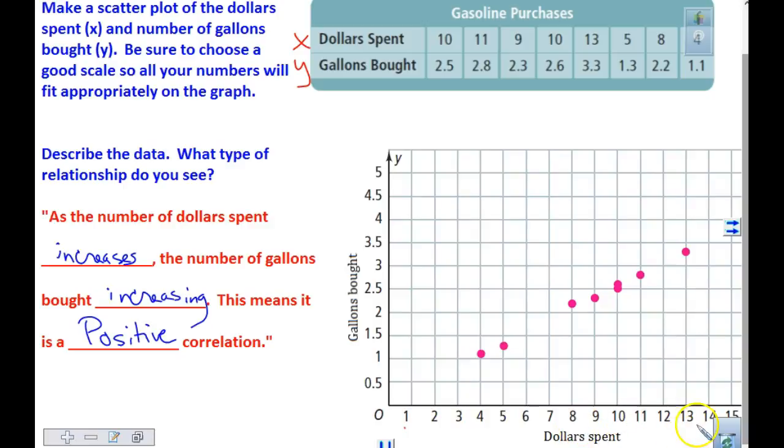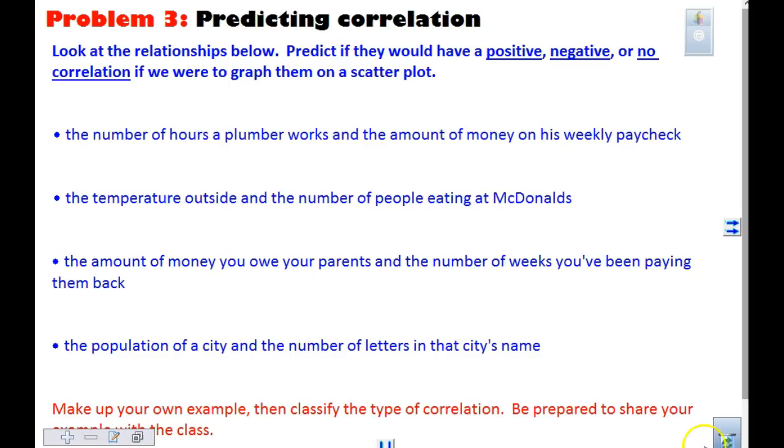Let's take a look at that next part down. It says, look at the relationship below, predict positive, negative, or no correlation if you were to graph them on a scatter plot. So first thing I want you to think about is what the graph would look like. If I'm looking at this first one, the number of hours he worked and the amount of money, this would be our hours and this would be our dollars. What do you think that graph is going to look like? Positive, negative, or no correlation?